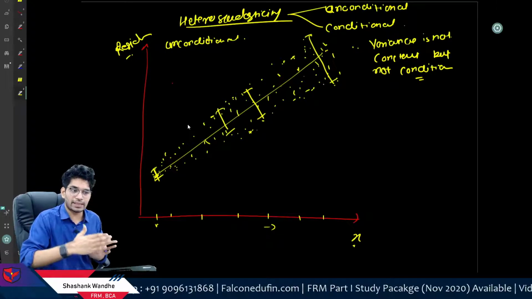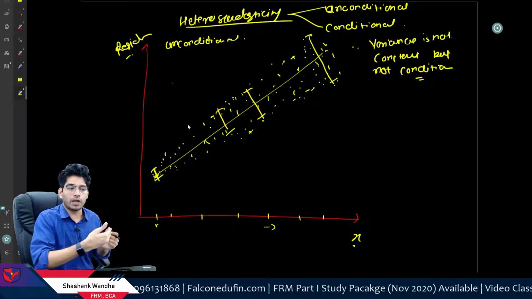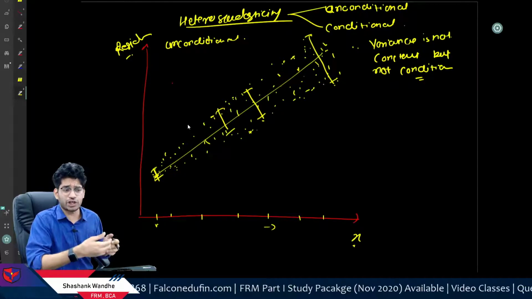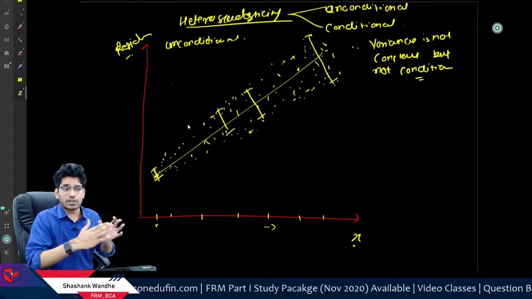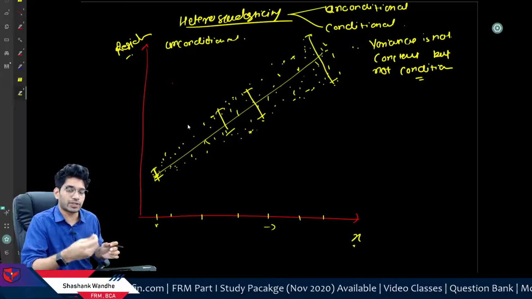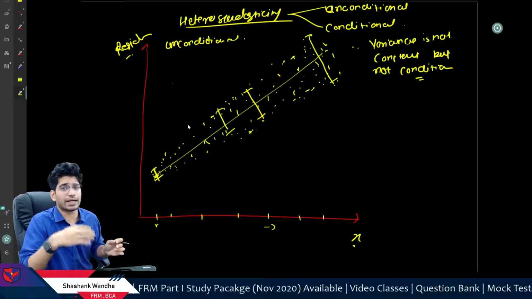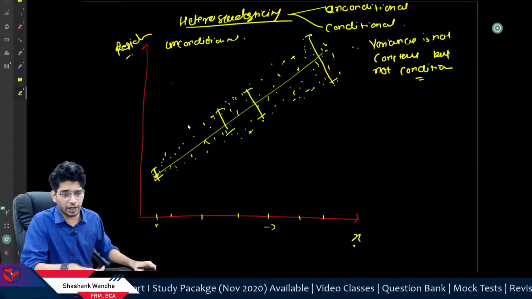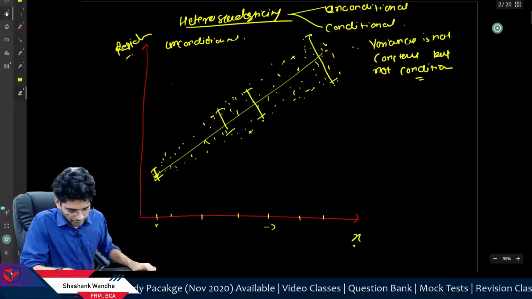So there is an increase and it is dependent on your observation value, that is x here. So this we call a conditional heteroskedasticity. The conditional heteroskedasticity means that it depends on your independent variable, okay. So let's see the text now.